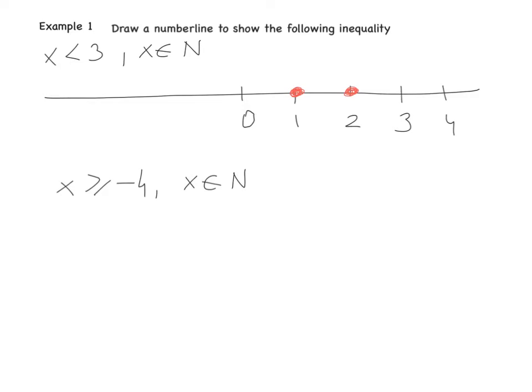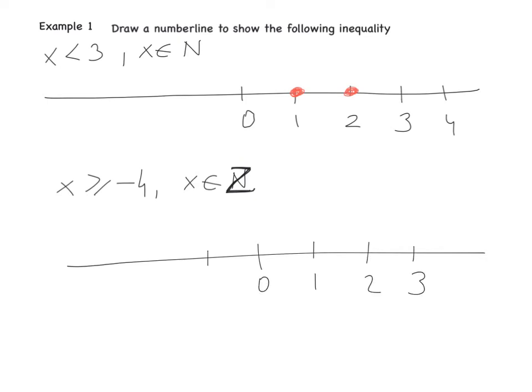Okay, and the next one is x is greater than or equal to -4, and x is an integer. Let's just draw a number line first, and we can mark 0, 1, 2, 3, and then we have -1, -2, -3, -4. Okay, and then what is an integer? An integer is a whole number. It might be positive, negative, or 0.